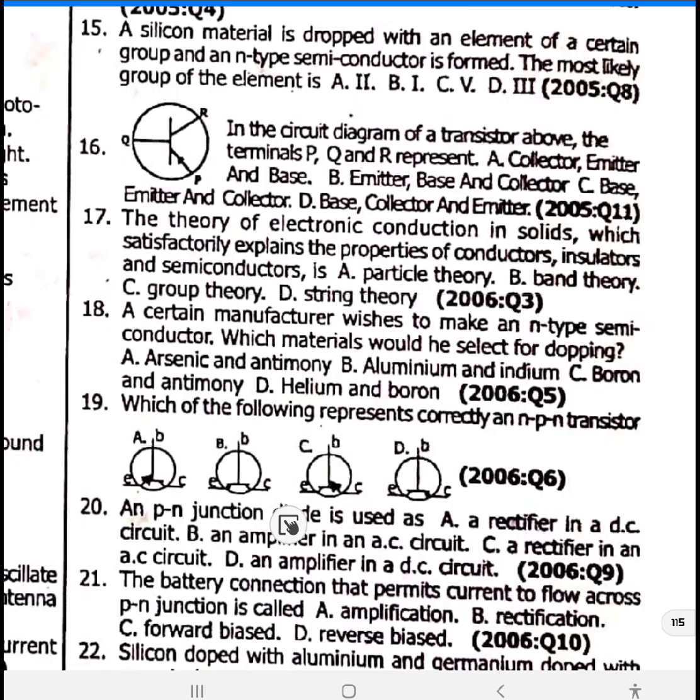16. In the circuit diagram of a transistor above, the terminals P, Q, and R represent. This one might be the emitter. Okay, this place is your base, this other place is your collector. 16 is option B.